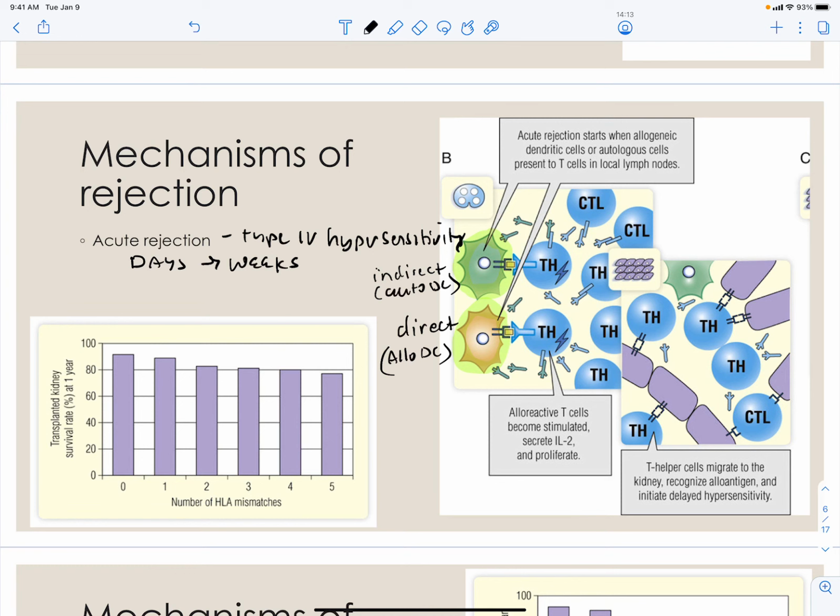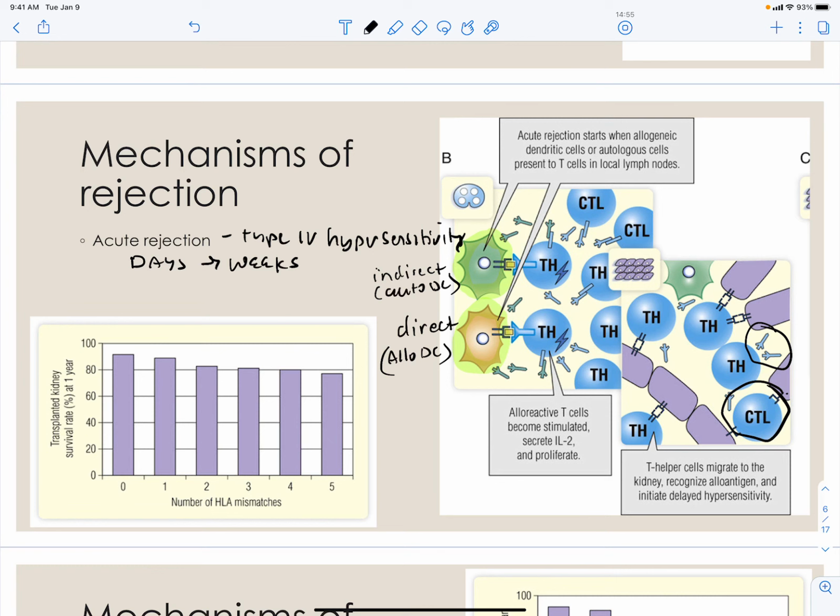And so regardless of which dendritic cell activates the recipient T cells, they get activated. Then the T cells are going to proliferate and migrate into the donated tissue, where they respond to donor peptides presented on the MHC complexes within the actual tissue. The CD8 T cells will then start to kill the tissue. These are your cytotoxic T cells killing the tissue, and these are your T helper cells, of course, secreting cytokines.